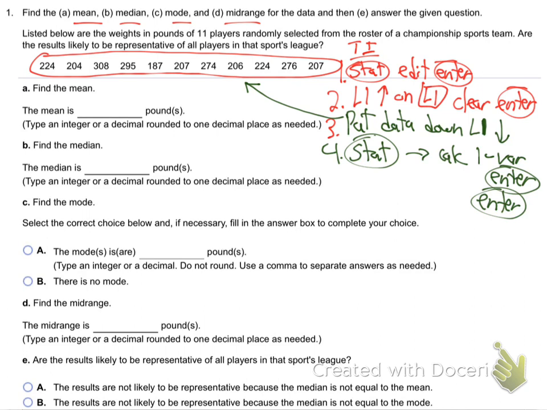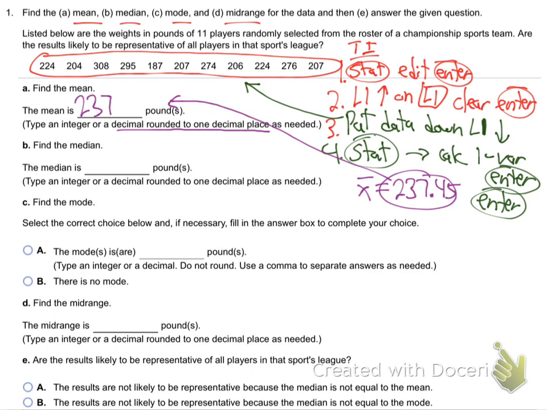It just calculated a bunch of stuff for you. First off, it told you X bar is 237.45. All right, and now we're supposed to round that number. It says round to one decimal place, so we'll make that 237.5. Next comes the median. If you roll down on your data list a little bit, you'll see median is 224.